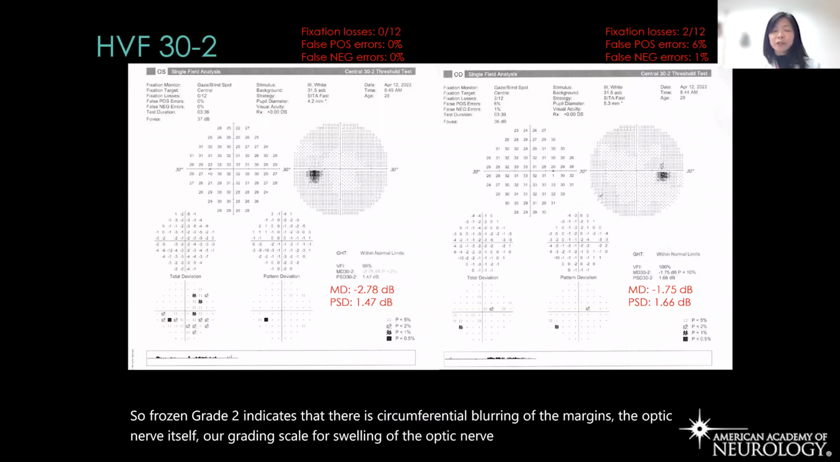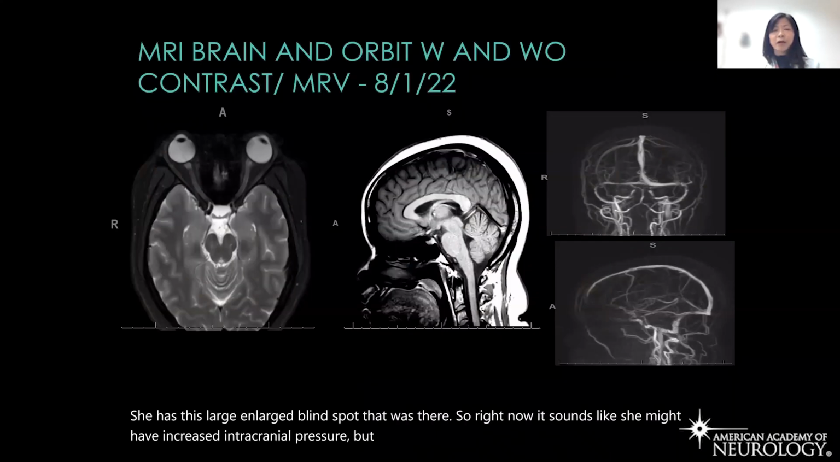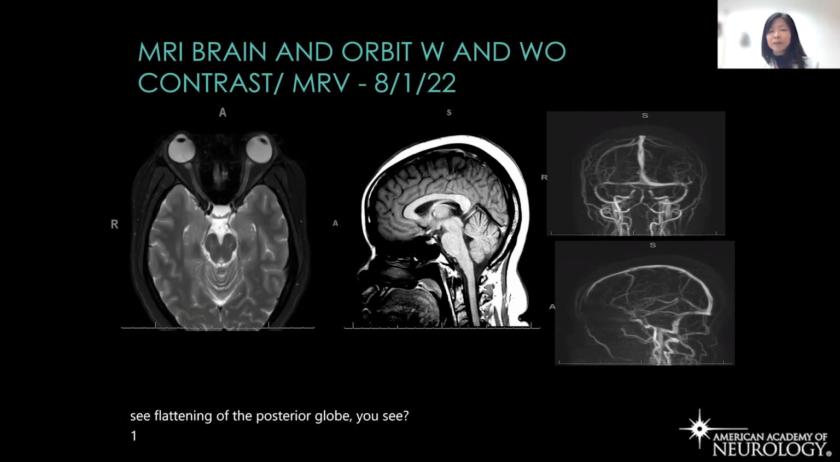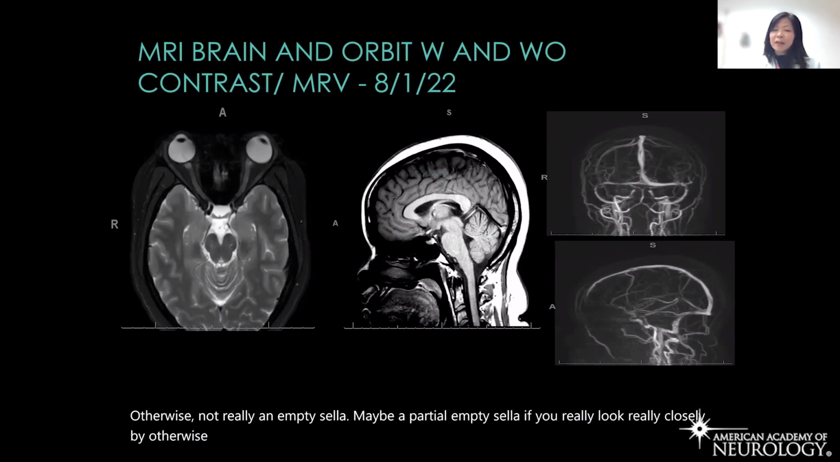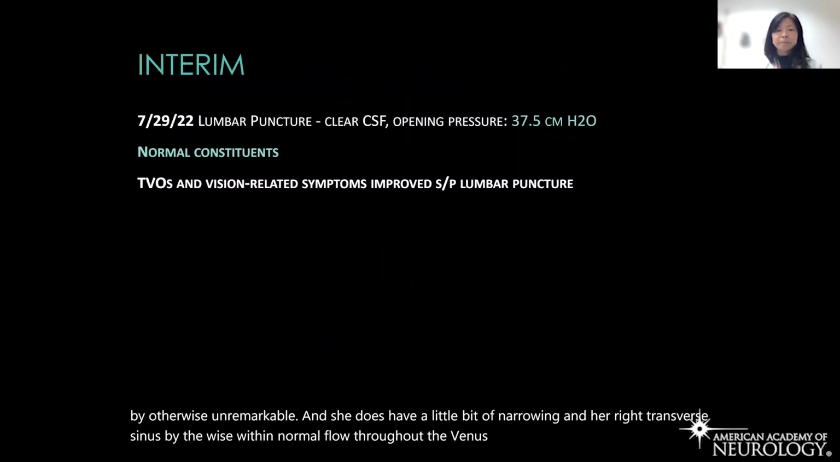Her visual field looks really good. She has this enlarged blind spot that was there. So right now, it sounds like she might have increased intracranial pressure, but vision-wise, she's doing really well. Here's her MRI. You do see flattening of the posterior globe. You see, otherwise, not really an empty sella, maybe a partial empty sella if you look really closely, but otherwise unremarkable. And she does have a little bit of narrowing in her right transverse sinus, otherwise within normal flow throughout the venous system, the MRV.